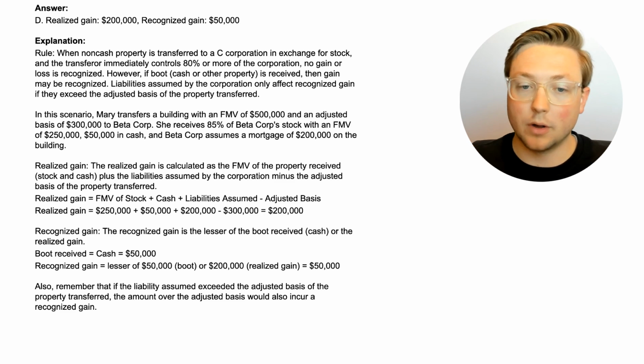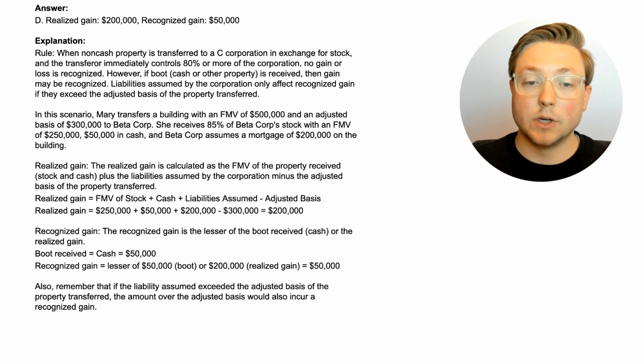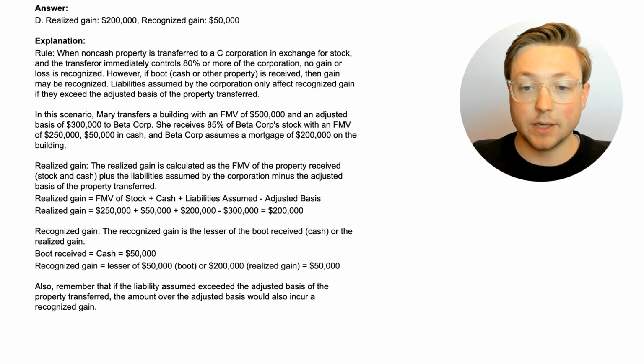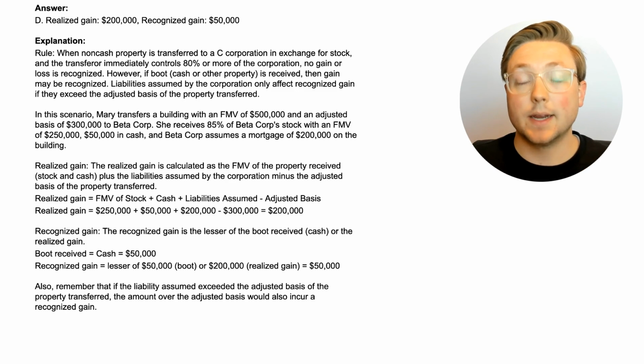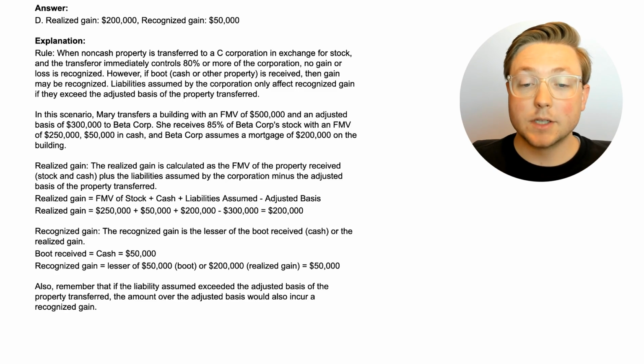So again, let's walk through all this. Like we learned originally, when non-cash property is transferred to a C corporation in exchange for stock, and the transferor immediately controls 80% or more of the corporation, no gain or loss is recognized. However, if boot, such as the cash that we're seeing in this problem, is received, then a gain may be recognized. Liabilities assumed by the corporation only affect recognized gain if they exceed the adjusted basis of the property transferred.